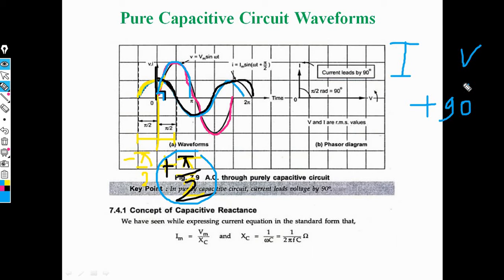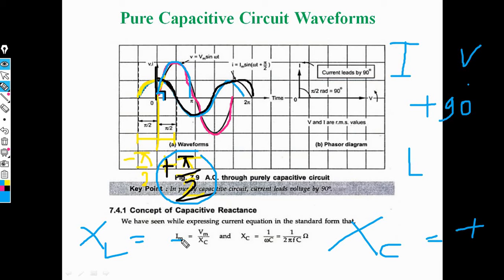That means in a capacitive circuit we use the leading concept, and in an inductive circuit we use the lagging concept. In an inductive circuit current I lags voltage by 90 degrees, and in a pure capacitive circuit current I leads voltage by 90 degrees, that is, capacitance is plus 90 degrees, and for inductive, XL is minus. Now this is the concept.